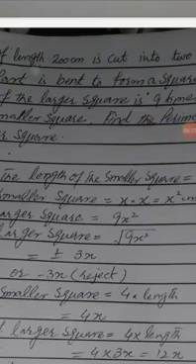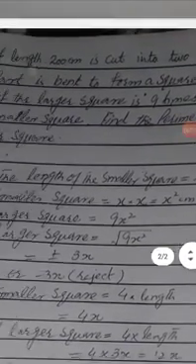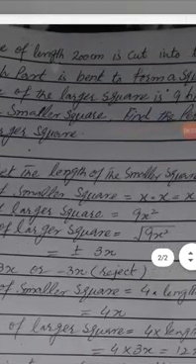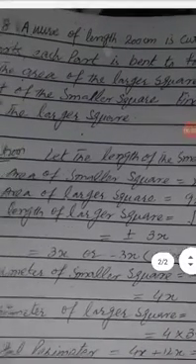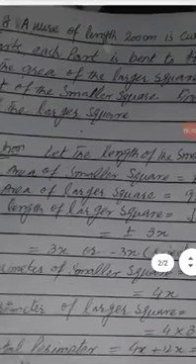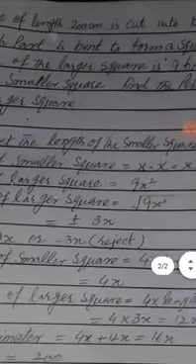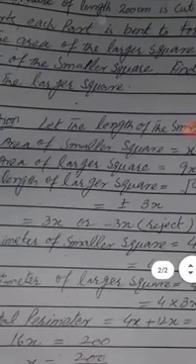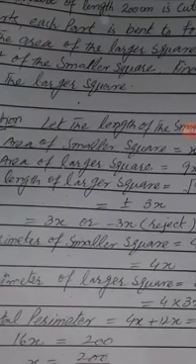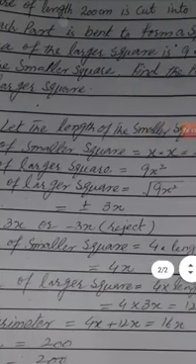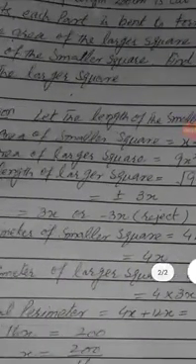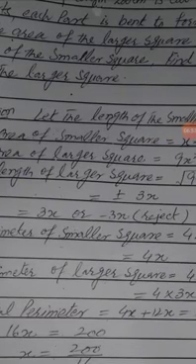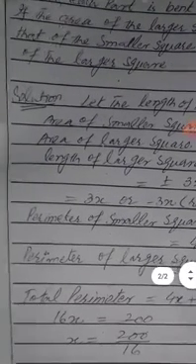9 multiplied, 9 times that of the smaller square. So 9x square will be the area of the larger square. So the length of the larger square is the square root of 9x square. Answer will be plus minus 3x, or 3x or minus 3x. Here we will take the length of the larger square as 3x. Minus 3x will be rejected.